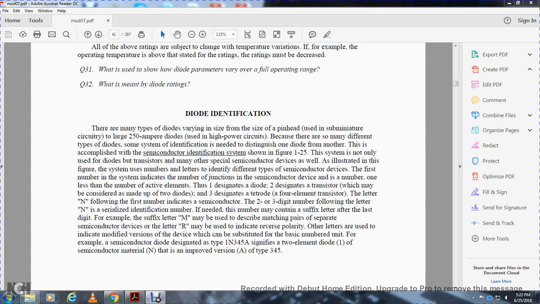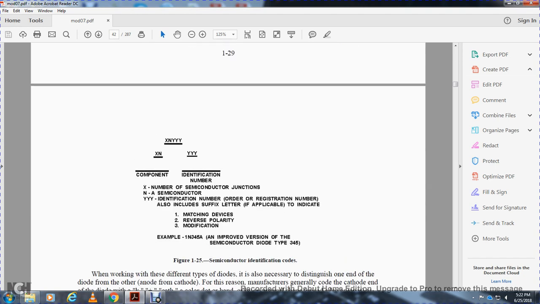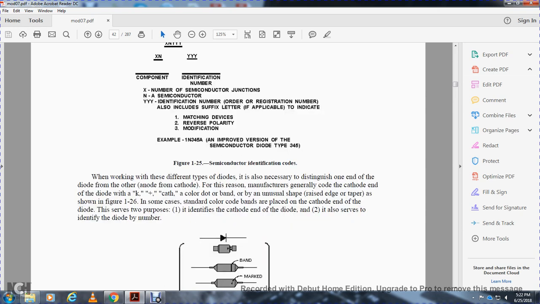For example, the semiconductor diode designated type 1N355A is a simple two-element diode of semiconductor material, improved with version A of the type 355. So the first digit is the number of semiconductor junctions, N is the semiconductor, and the digits are the identification number, the ordered registration number. A suffix may also be added with the applicable identification: 1 matching device, 2 reverse polarity, 3 modification.